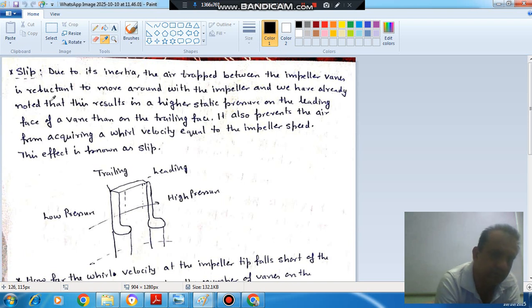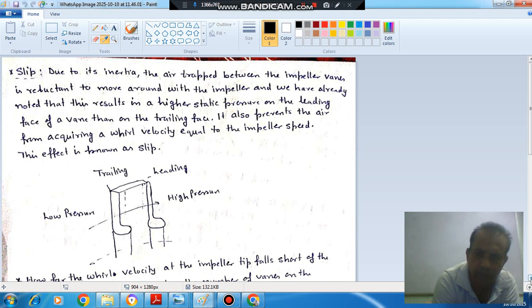So I will read this out. Due to its inertia, the air trapped between the impeller vanes is reluctant to move around with the impeller, and we have already noted that this results in higher static pressure on the leading face of a vane than on the trailing face. Here the pressure is higher, here the pressure is lower. It also prevents air from acquiring whirl velocity equal to impeller speed. This effect is known as slip.